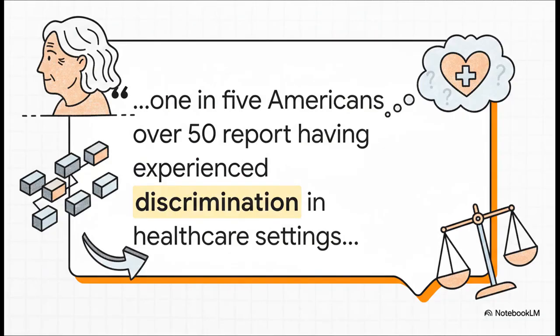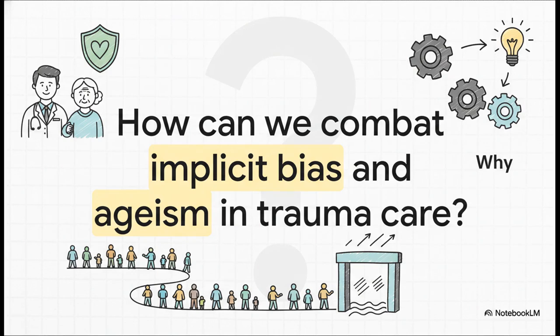But, we've talked a lot about the physiology and the pharmacology. There's another challenge here, one that's not in the textbooks, and that's the issue of ageism. We have to confront the reality that implicit bias can affect how we allocate our attention and resources. So, as we wrap up, this explainer has focused on the what and the how of geriatric trauma care. But this final question is about the why. It challenges us to think about the kind of culture we want to create.